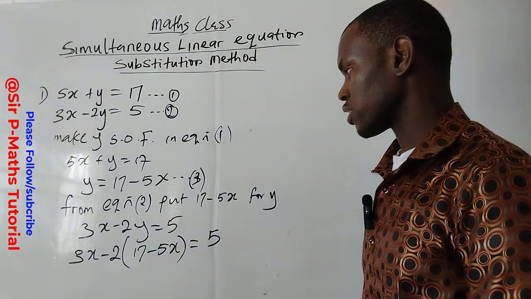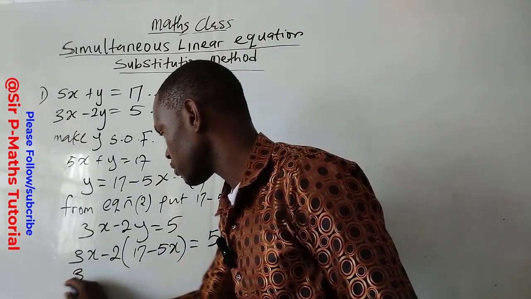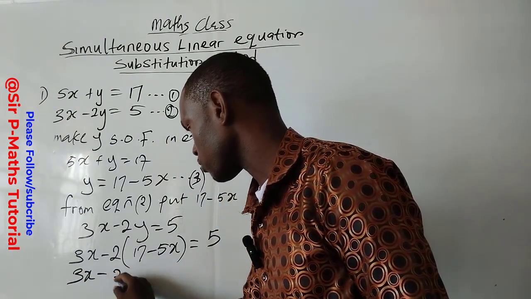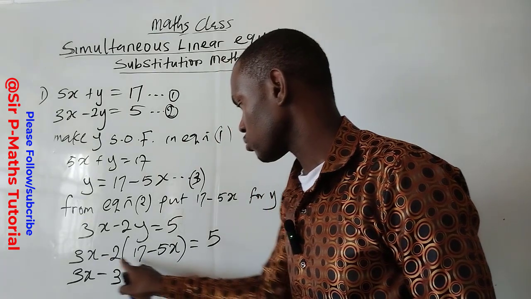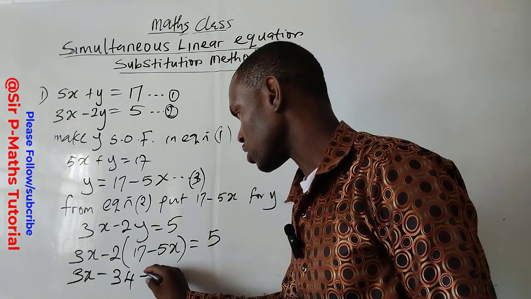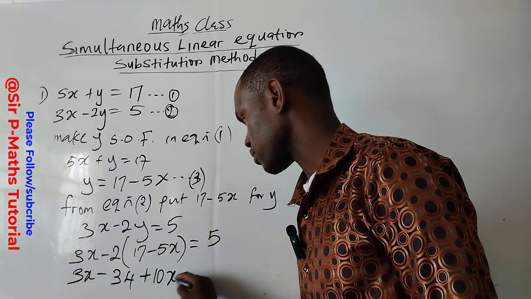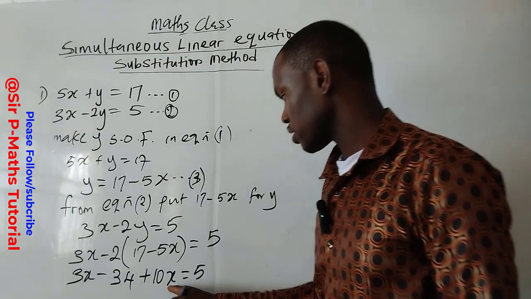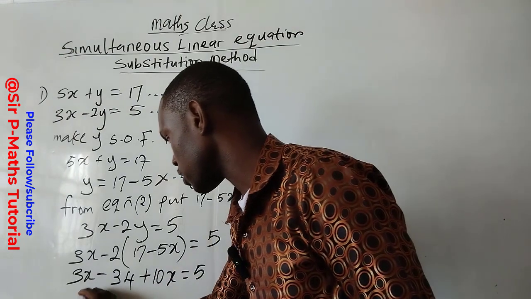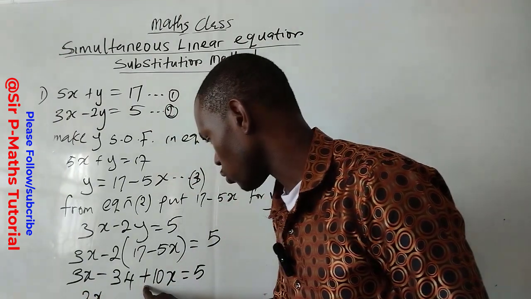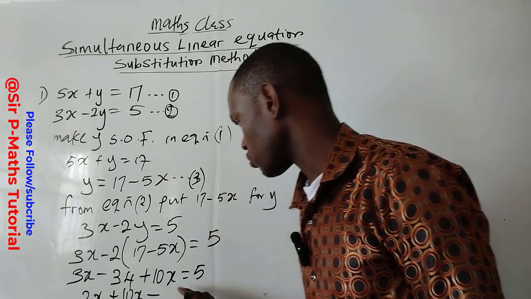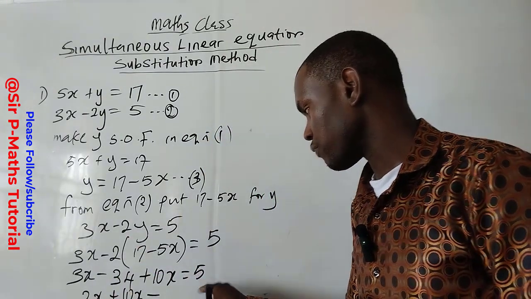Then we expand the bracket. I will have 3x minus 2 times 17, which gives me 34. Minus 2 times minus 5x will give me plus 10x equal to 5. Then collect like terms at this point. 10x and 3x will come together, so we'll have 3x plus 10x equal to minus 34 will go over to meet 5.